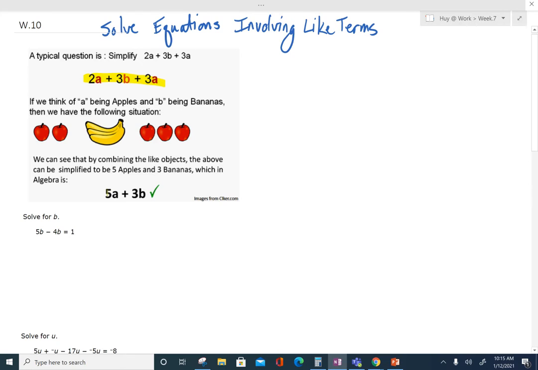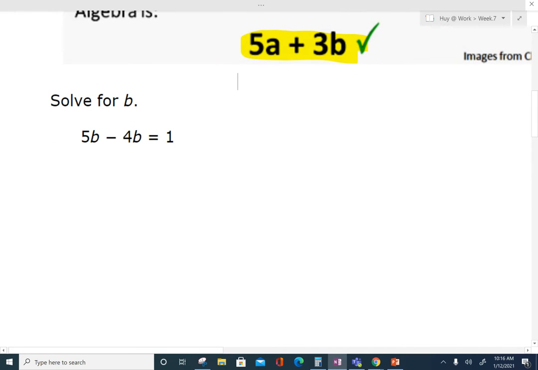If you want to simplify this and combine like terms, then you have a total of 5 apples and 3 bananas. So when we look at equations that involve like terms, it might look pretty long, but once we simplify these equations, it becomes fairly straightforward. Here we have 5 bananas minus 4 bananas, so it's 1 banana. Another way to write that is just b equals 1, and we're done in one step.